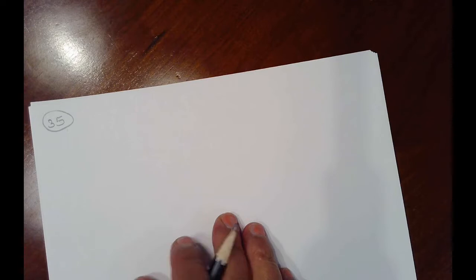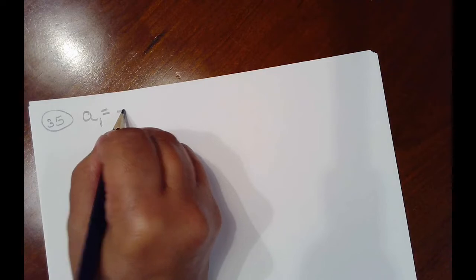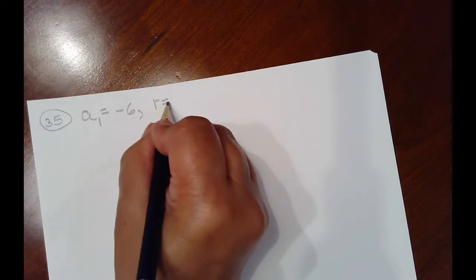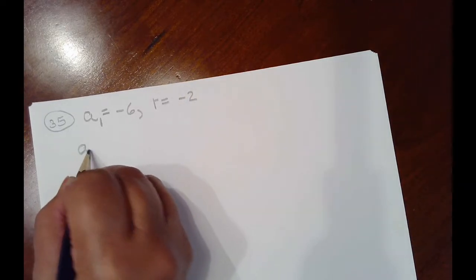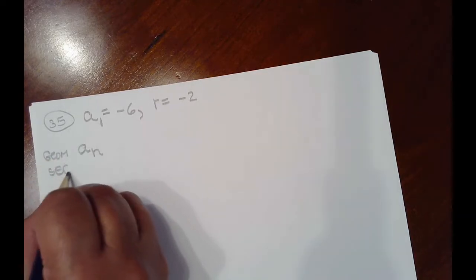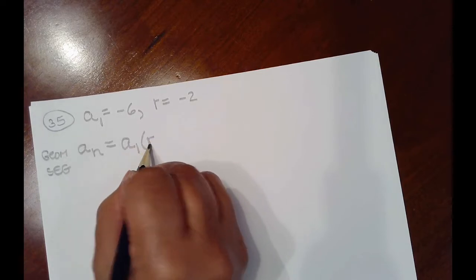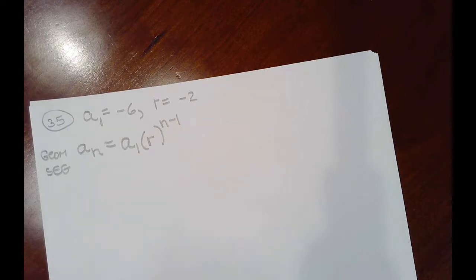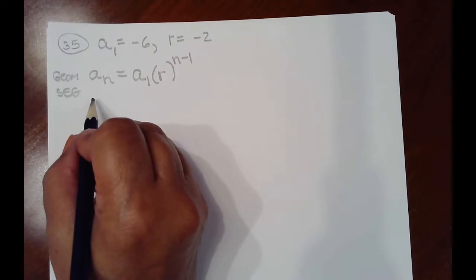Okay, moving to 35. In problem 35, with the same set of directions, they give you an A value, which really means they're giving you the first value of -6 and a common ratio of -2. So again, using the nth term formula for geometric sequences. It's just equal to the first term times R to a power of n minus 1, whenever you're talking about geometric sequences. Okay, so let's get more specific here.